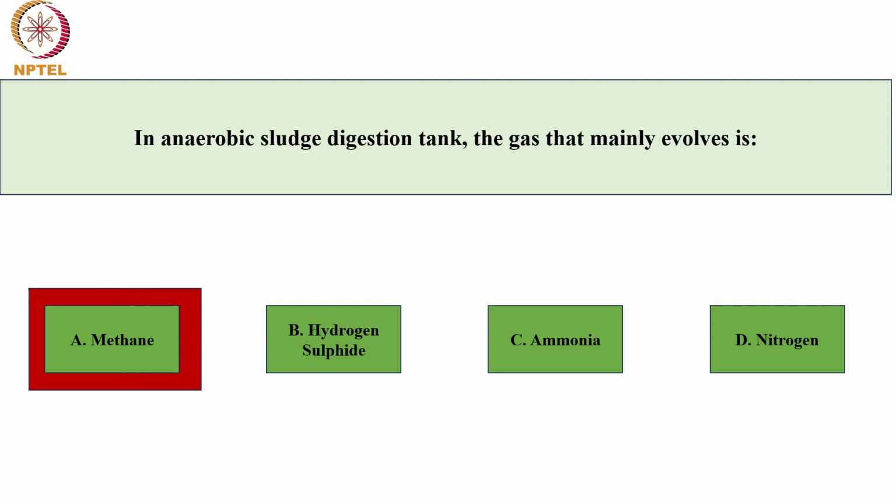Methane. Because in case of anaerobic digestion, what happens is reduction of the organic carbon that is coming in. The organic contaminant will produce methane as a major product by the anaerobic bacteria. Methanogens are present at the last stage of anaerobic digestion, and the methanogens will produce methane.